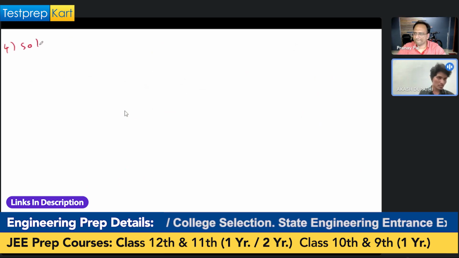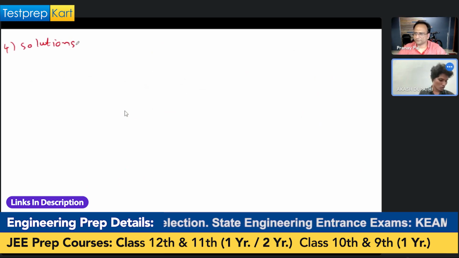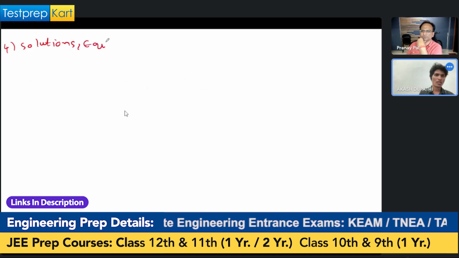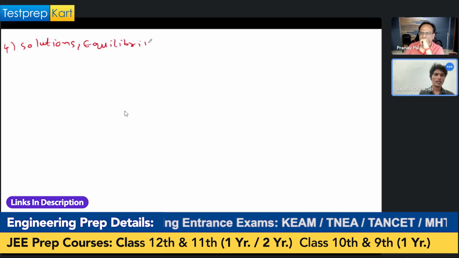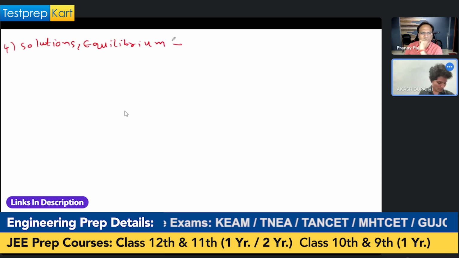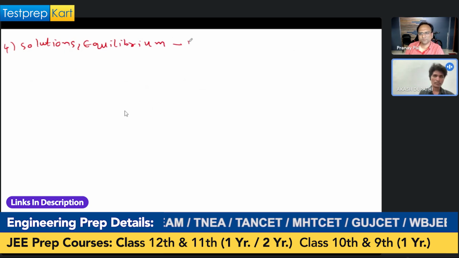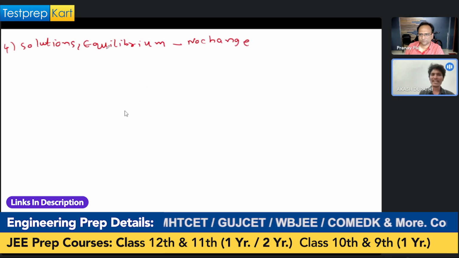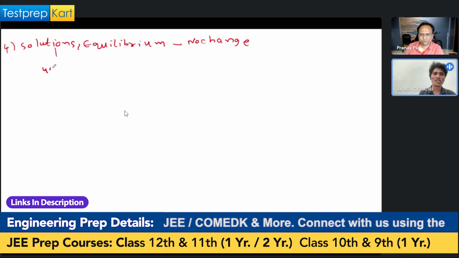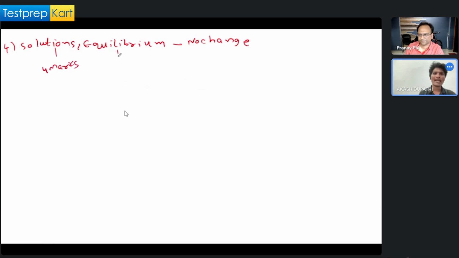And the next thing is solutions. Solutions and equilibrium. Yeah. And from these two topics, there is no change. The entire topics, that is weightage, and the entire topics are present. In the solutions, you can expect 4 marks. Right. And in equilibrium, you can expect up to 8 marks.